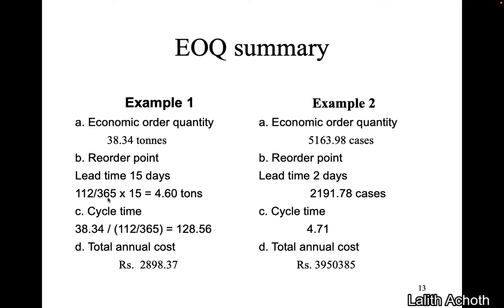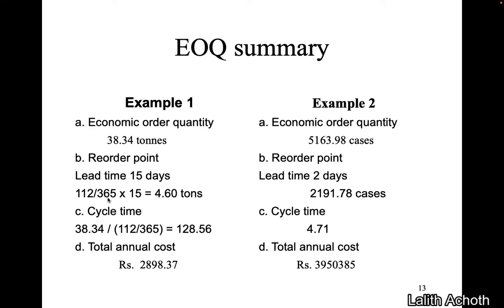Now you see the other example. The same thing we have repeated. I've calculated for a lead time of 2 days, multiplying by the daily demand, 2,000 by 2, and I get 2,191.78. Every inventory lasts me for 5.71 days because it may be perishable, so I don't keep it for less than a week, and my total cost works out to this.